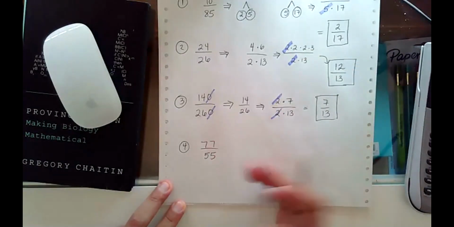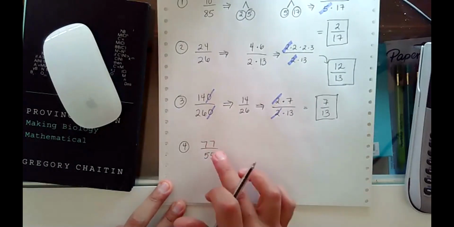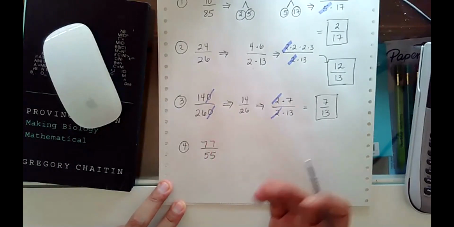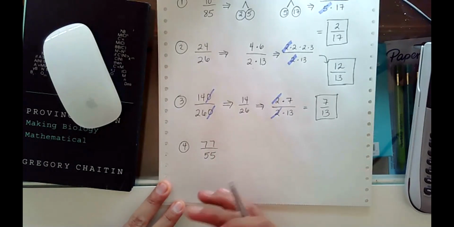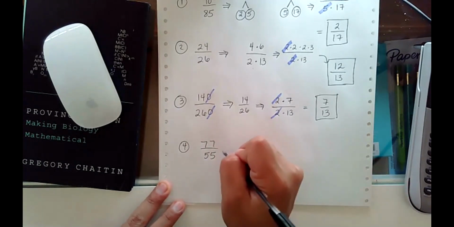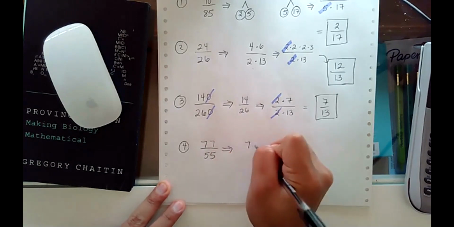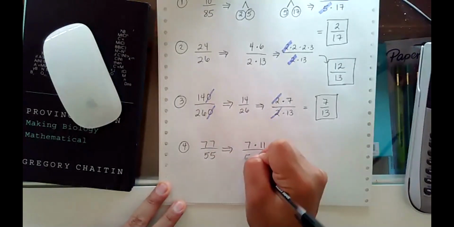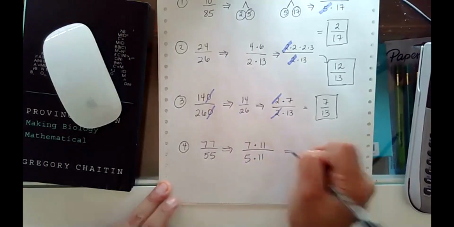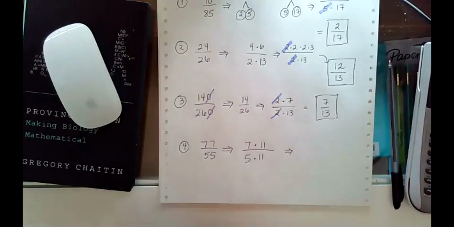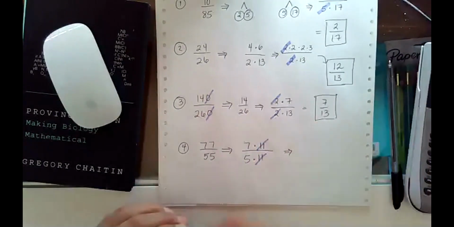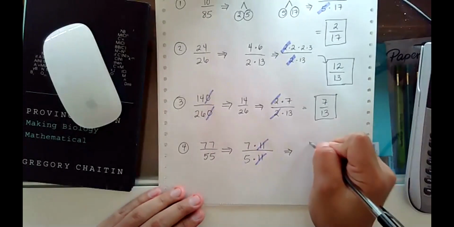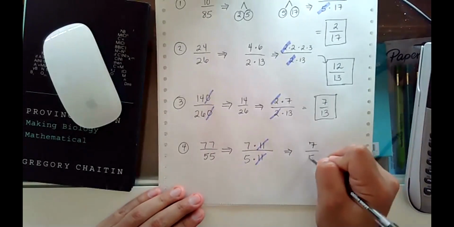With this one, it's really nice. You could automatically say that there's an 11 that goes into both of those. But I noticed that sometimes students will accidentally write the wrong number down, even though they're thinking the correct thing. So just to be safe, write this as 7 times 11, 5 times 11, and then notice that the 11s will cancel out. So our final answer here is going to be 7 over 5.